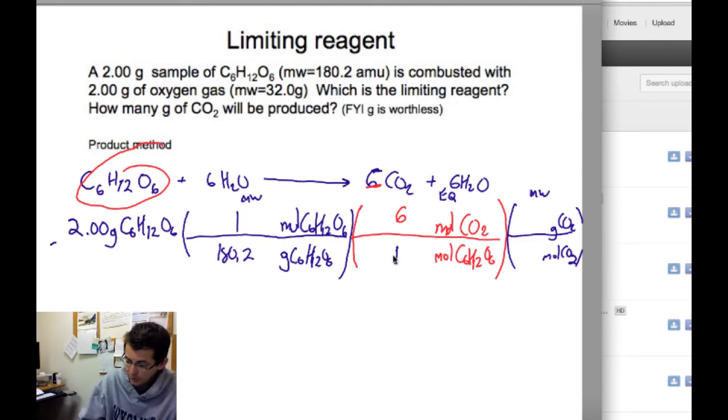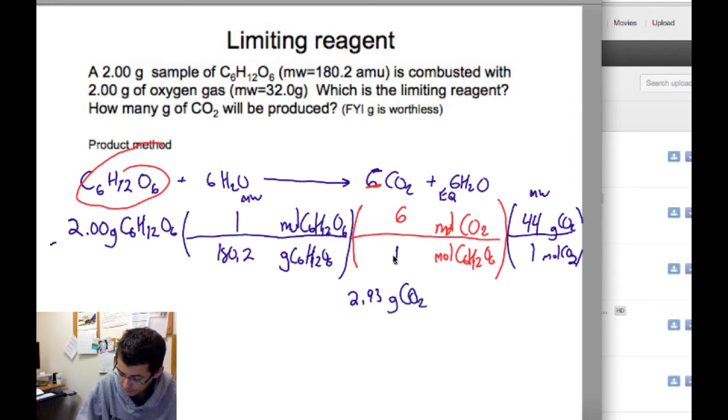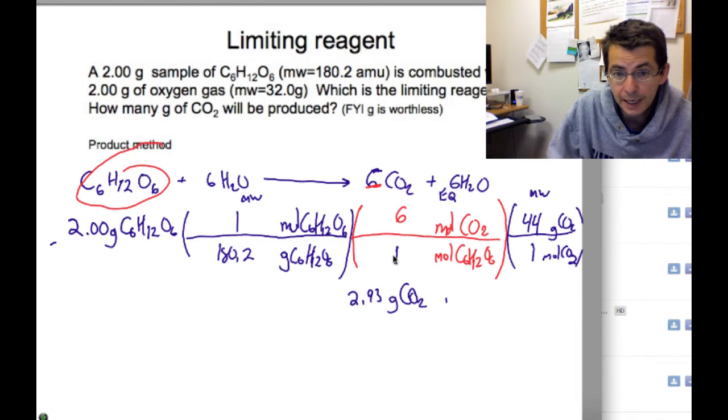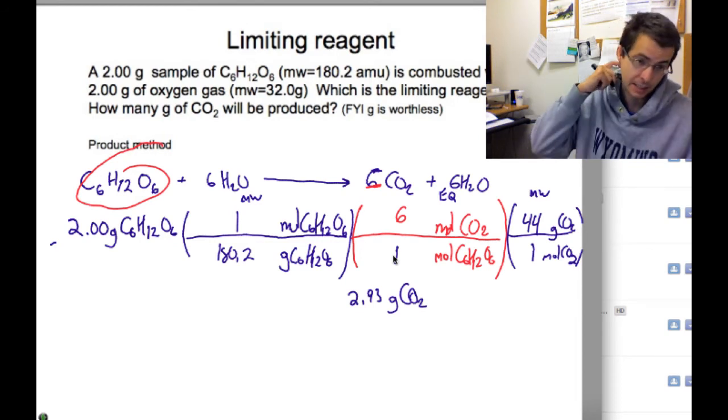And then going back to our equation, for every 1 mole of CO2, there are 44 grams of CO2 from the molecular weight of CO2. And we can predict how much CO2 would be generated. So we generate 2.93 grams of CO2 based upon the C6H12O6.